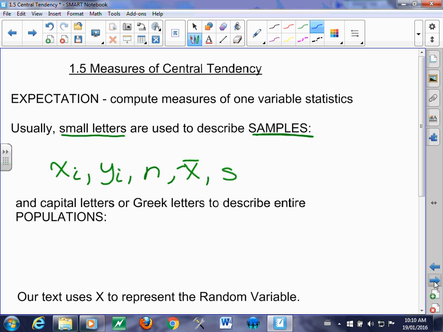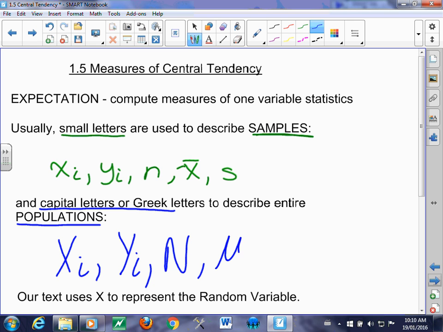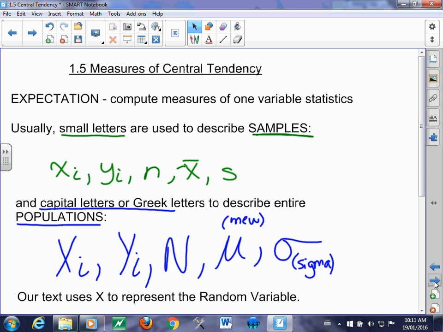Whereas capital letters and Greek letters are used to describe the entire population. So see capital letter I, capital letter N. This Greek symbol, we call this mu. You're going to see it often, so you'll learn that. And then you're going to see this other one that's called sigma. Those are two Greek symbols that we're going to see. So just scan your formula sheet and take a look at these.